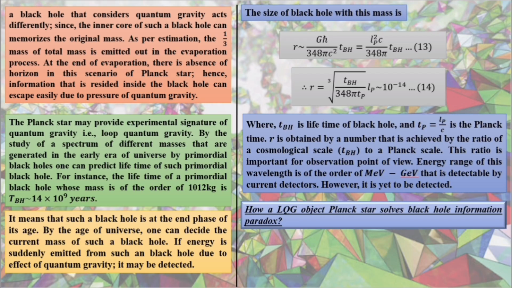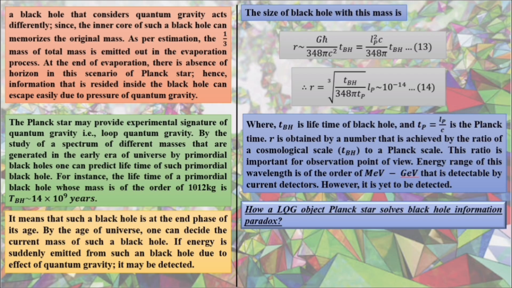The size of a black hole with this mass is R approximately equal to G h-cut over 348 pi c square into TBH. So R is equal to LP square c over 348 pi into TBH. And the final equation is R is equal to the cube root of TBH over 348 pi TP, into LP, which is approximately equal to 10 raised to minus 14. Here TBH is the lifetime of the black hole. TP is equal to LP over c, the Planck time, and R is obtained by a number achieved by the ratio of the cosmological scale TBH to the Planck scale.